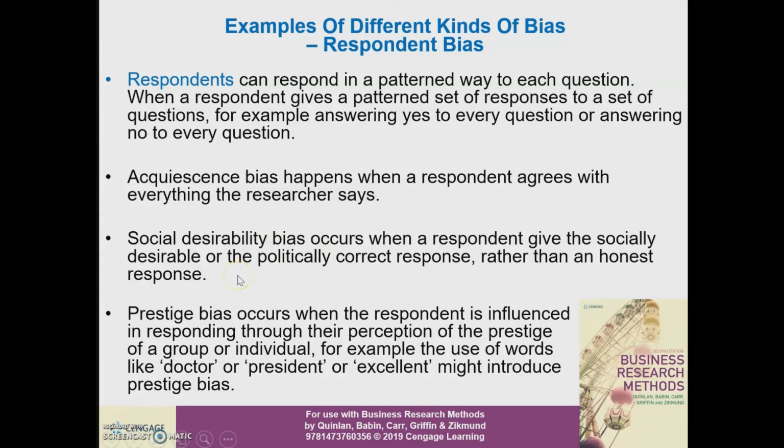The next issue is social desirability bias, which occurs when a respondent gives the socially desirable or the politically correct response rather than an honest response. The next issue under respondent bias is prestige bias, which occurs when the respondent is influenced in responding through their perception of the prestige of a group or individual. For example, the use of words like doctor or president or excellent might introduce prestige bias.